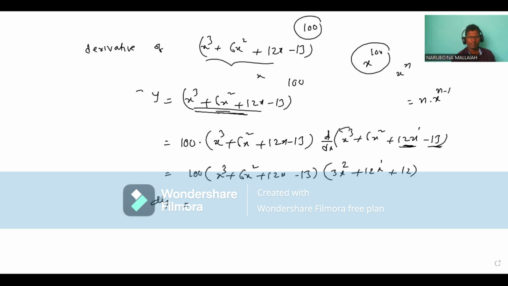Right? dy by dx is equal to 100 into x cube plus 6x square plus 12x minus 30 into 3x square plus 12x plus 12. Don't try to simplify this expression.